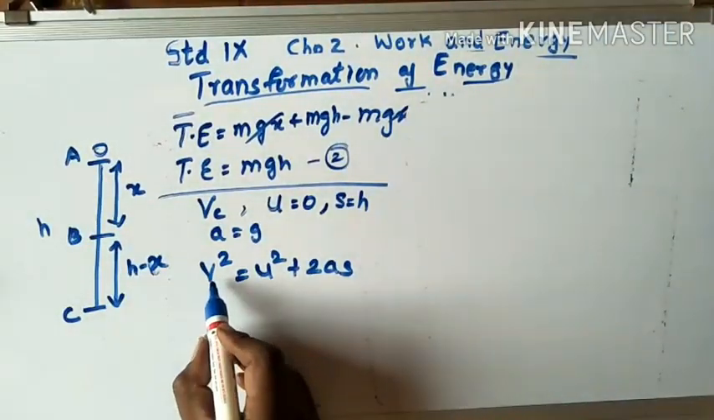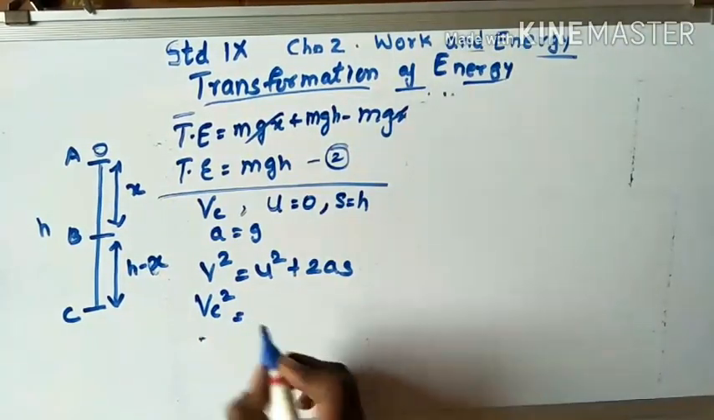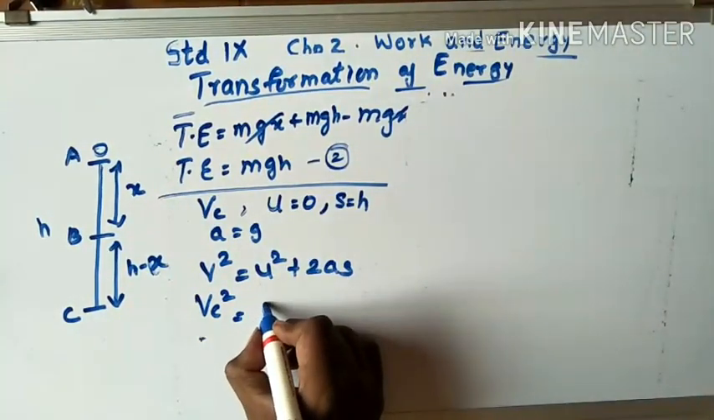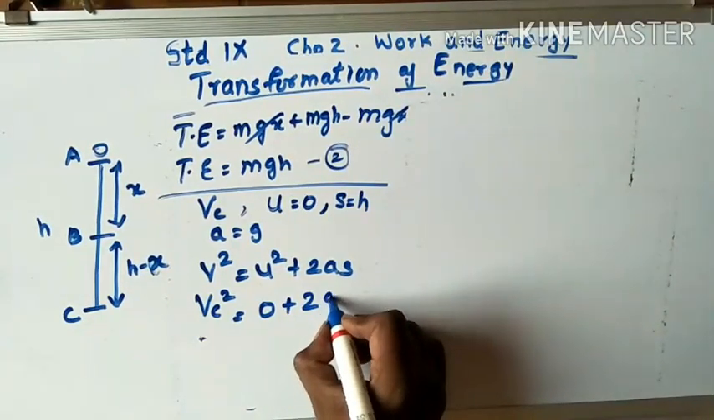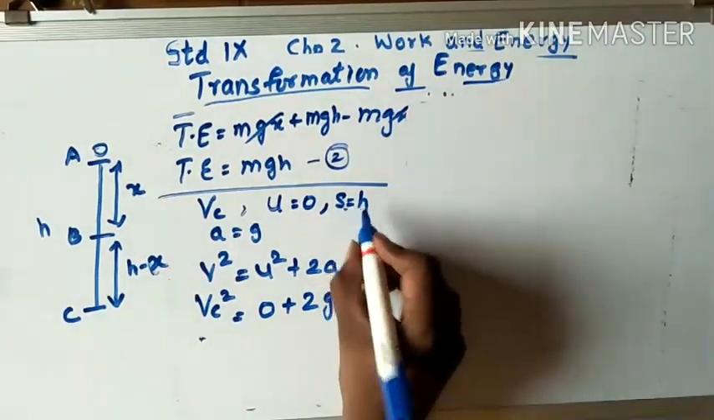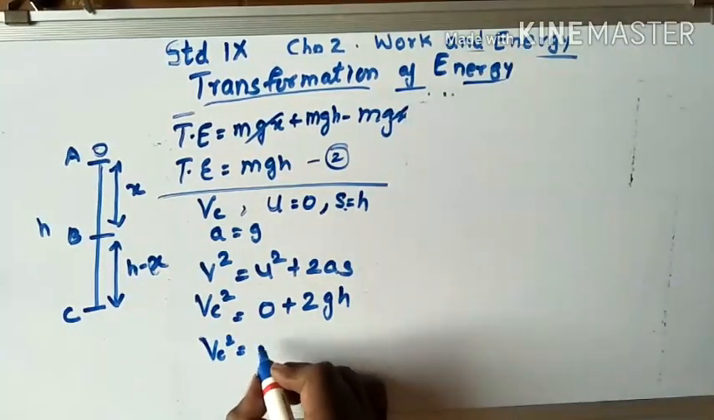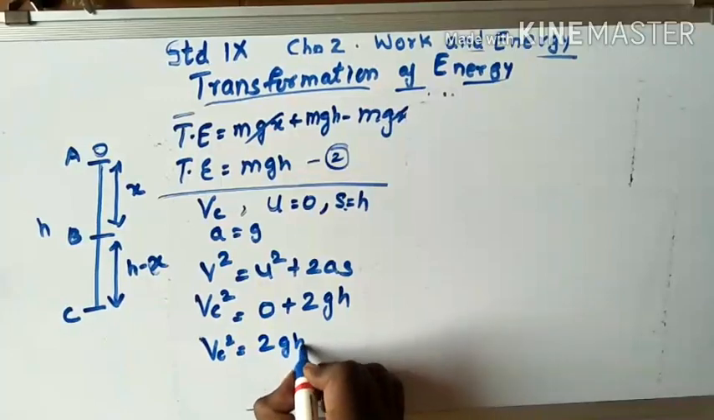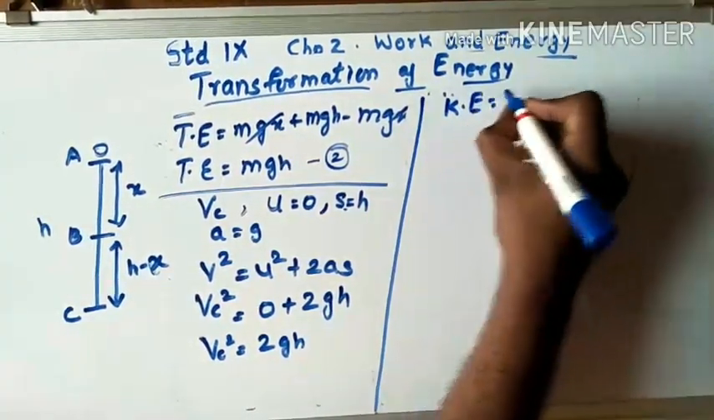V square, what is V? Vc. I'll write it as Vc square. That is equal to, what is U? Your U is 0, plus 2. A is what? G. S is what? H. So Vc square is equal to 2GH.